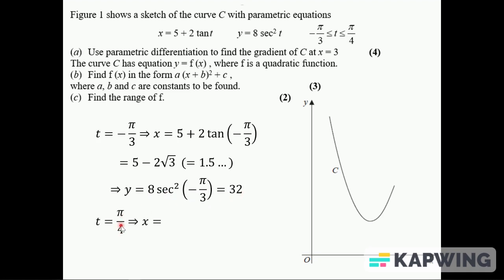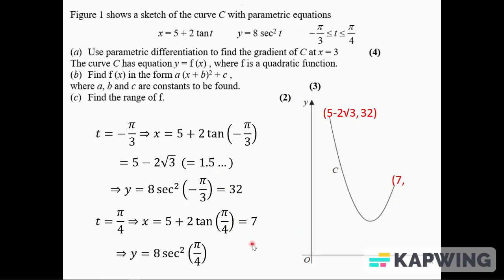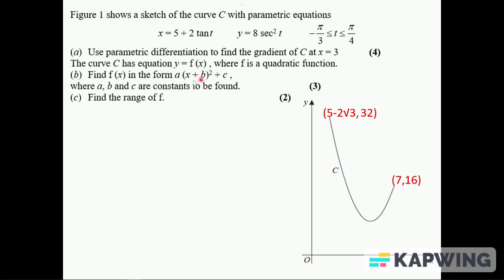Then pi over 4, tan of pi over 4 is just 1. So that just gives me 7 down here. Now that's the larger of the x values. So this one at the top is this x value and y value 32, and the x value at this end here is 7, and the y value, the cos of pi over 4 is 1 over root 2, so the sec is just root 2, and the square root, I get 2, so the y value there is 16.